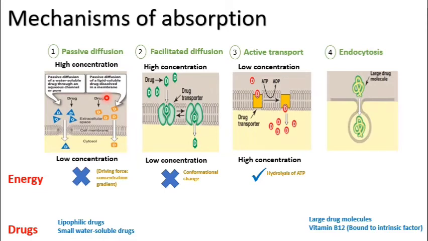Vitamin B12 is absorbed from the small intestine, binding to a protein produced from the parietal cells of the stomach. This protein is called intrinsic factor. And this type of transport doesn't need energy. Those were the four mechanisms of absorption.